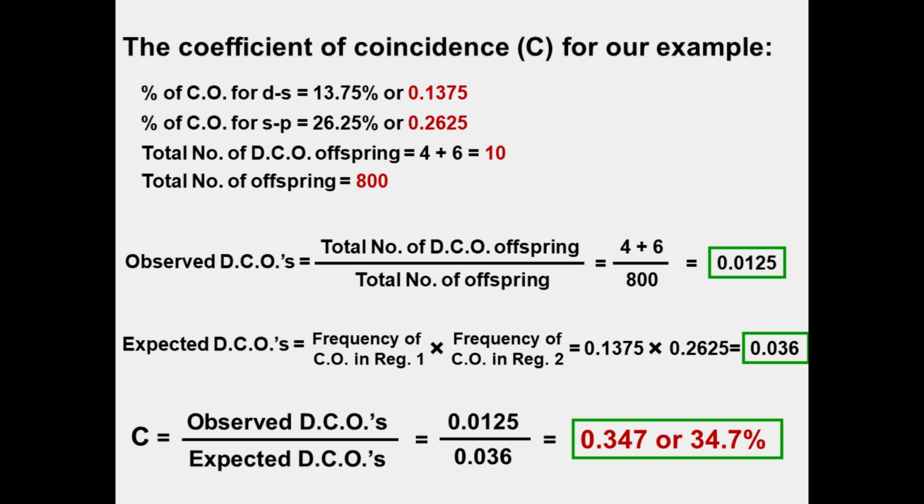Before we calculate the interference, let's explain what 34.7% means. It means that in reality, we only observed 34.7% of the double crossovers that should have occurred in the example. In other words, there should have been about 29 double crossover offspring in the example, but we only observed 10 out of 29. This means that we did not observe 19, which is the amount of interference that will be calculated in the next slide.